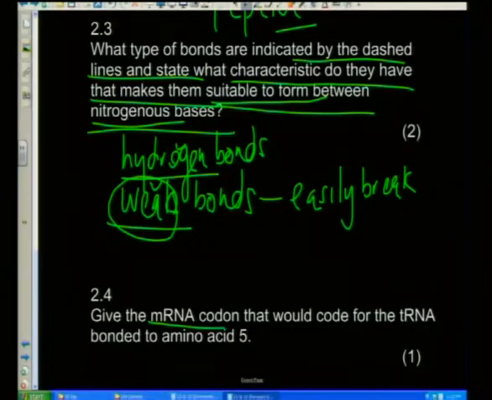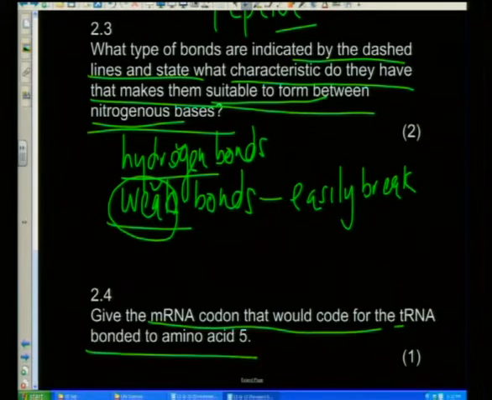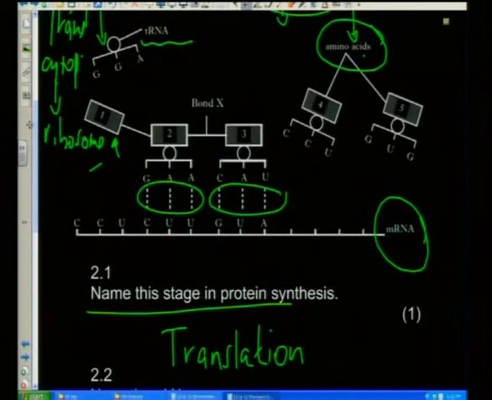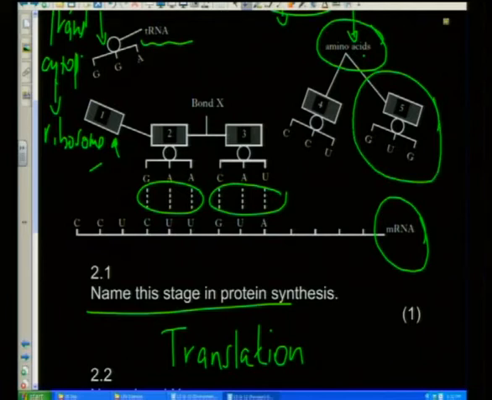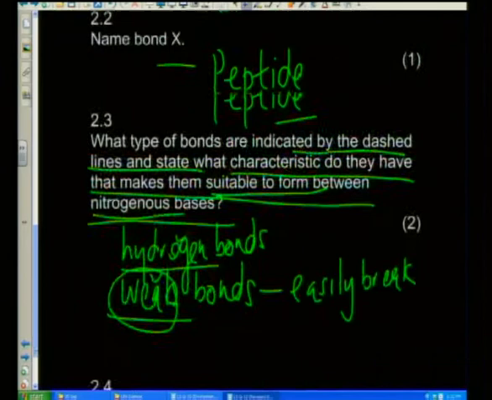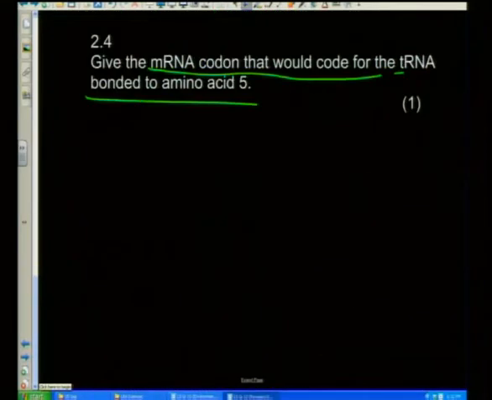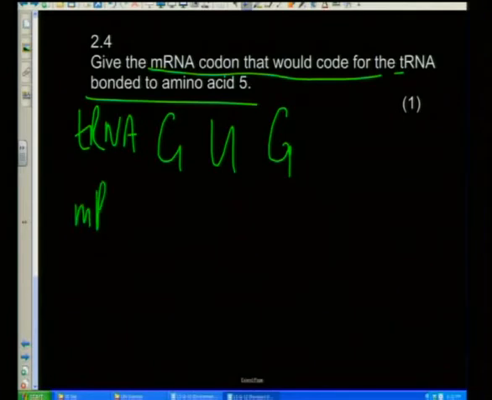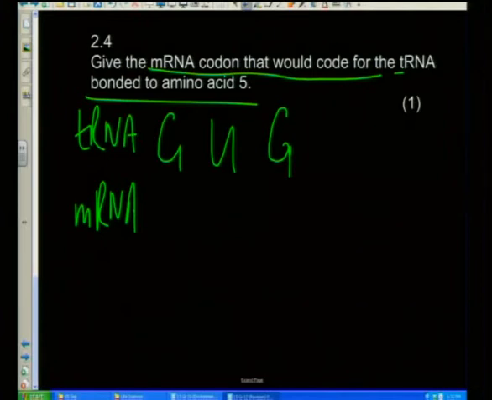Give the messenger RNA codon that would code for the transfer RNA bonded to amino acid number 5. We go back. Amino acid number 5. It's on this transfer RNA. There's the amino acid here, here's the transfer RNA under, and the letters given there are GUG. Go back to our question. So our transfer RNA is GUG. They want to know, if this is a transfer RNA, which part of the messenger RNA would this particular transfer RNA combine with?